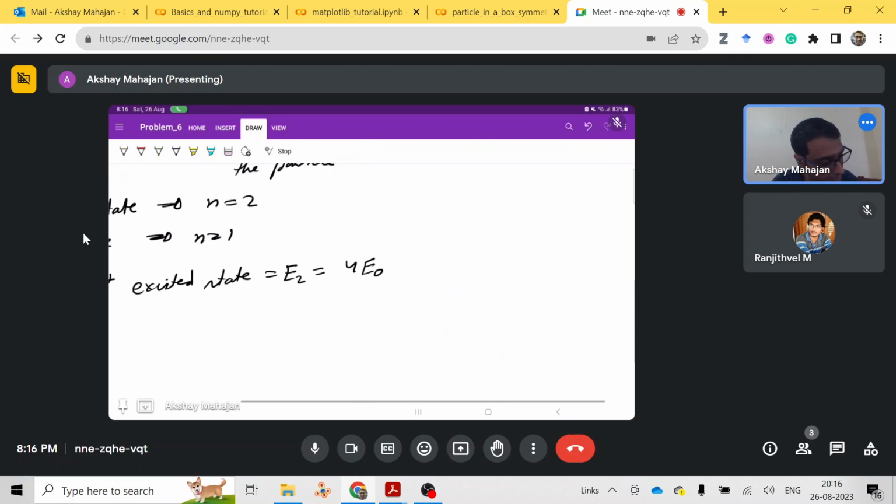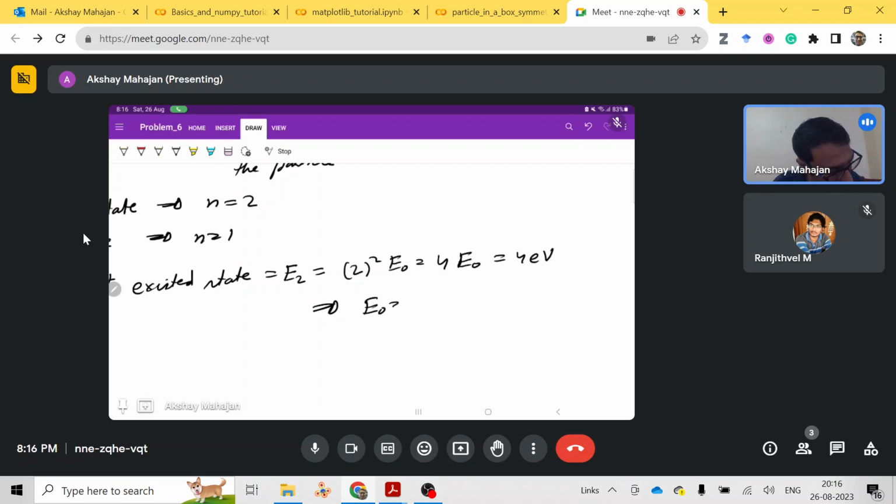So 4 E naught is equal to 4 eV, as given. So from here we can find that E naught will be equal to 1 eV. This will be 2 squared times E naught, 4 times E naught, and this is given in the question as 4 eV. So from here I can find E naught will be equal to 1 eV, right?